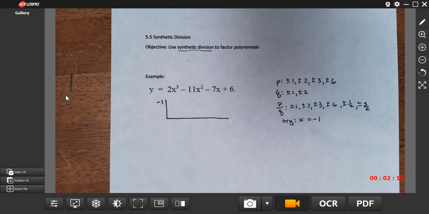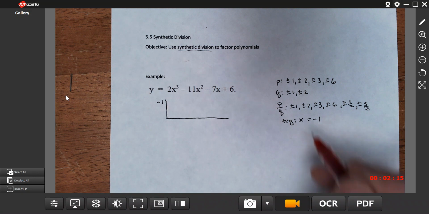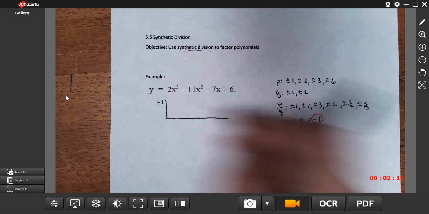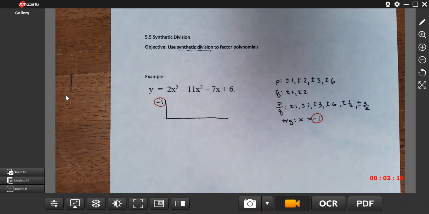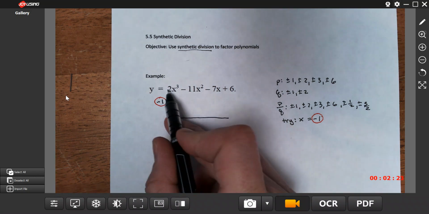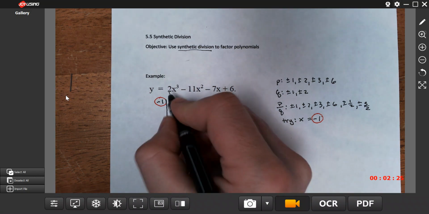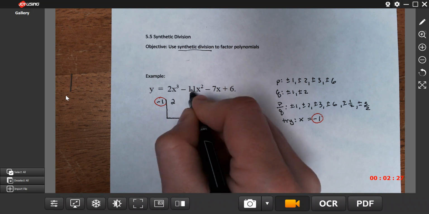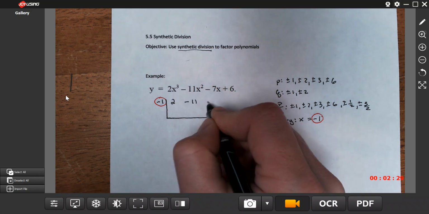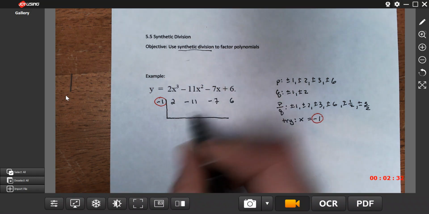I'm going to try to color code this so you can keep track of where things came from. So I'm putting this root over here. And then the next thing you do is you put the coefficients of the polynomial along the top. So 2, -11, -7, and 6.